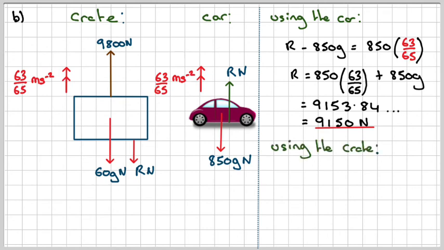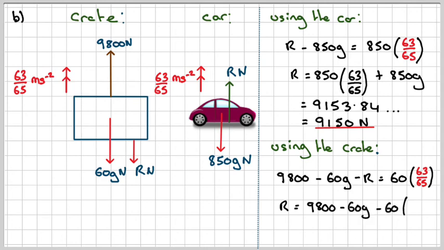So we're going to have 9,800 going upwards. Downwards, we're going to take 60 G and R, and that would be equal to 60 times the acceleration, which is 63 over 65. Rearranging for R would give 9,800 minus 60 G minus 60 times 63 over 65, which again gives the same answer rounded off to three significant figures as 9,150 newtons.